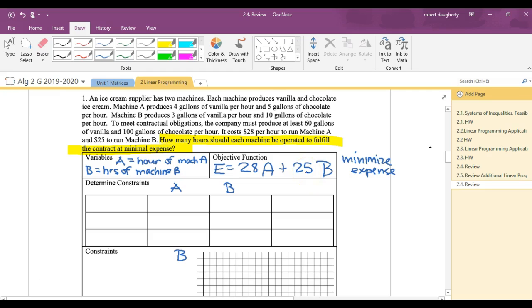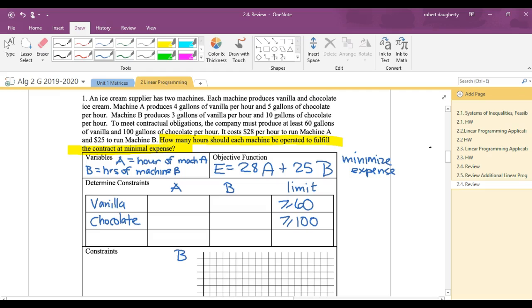Now, what are my constraints? It looks like I have constraints that are around vanilla and chocolate. So, what is my limit around vanilla? It says I must produce at least 60 gallons of vanilla. So that means the smallest number of vanilla gallons is 60, and at least 100 gallons of chocolate. So I have to produce at least this amount, okay?